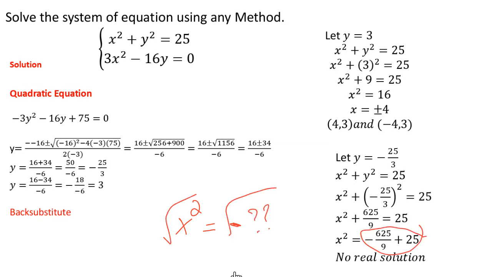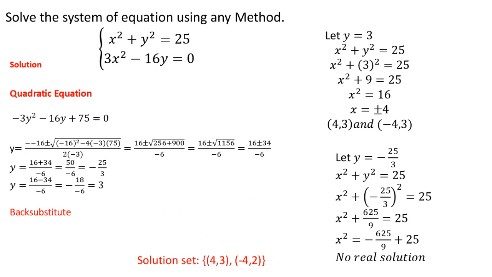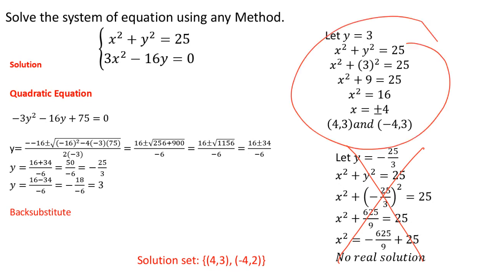And so if we take the square root, we're going to end up with an imaginary solution because inside of here would be negative, which means that there's no real solution. So your only solution set for this problem is going to be what we got when y was equal to 3. The solution for y equals negative 25 over 3 gave us no real solution. So we only stick with this as our answer. Are there any questions on that one?